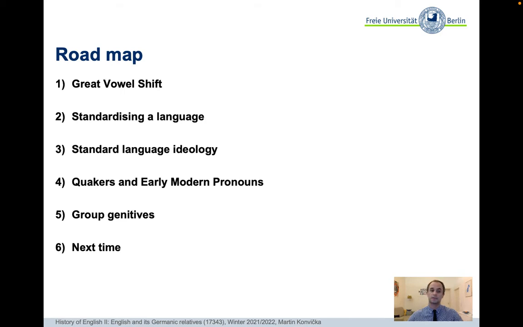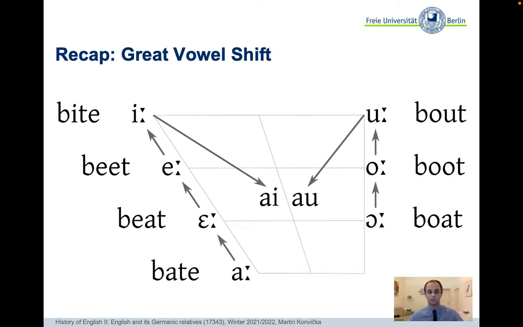I'm first going to shortly summarize the Great Vowel Shift, and then I'm going to talk about how standardizing a language became one of the central issues for the early modern English speakers. I'm going to talk about the so-called standard language ideology, and I'm going to give you two examples of this ideology. First, the use of early modern English pronouns by the Quakers, and the so-called group genitive. At the end of this video, I'm going to explain what you should concentrate on while working with the handout for our next session. Right, so the Great Vowel Shift.